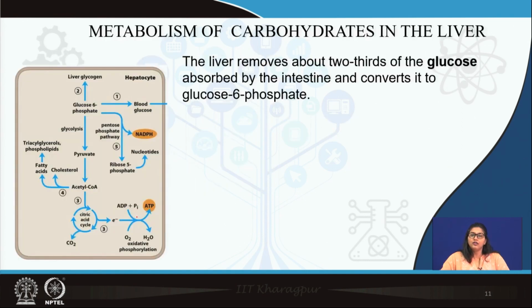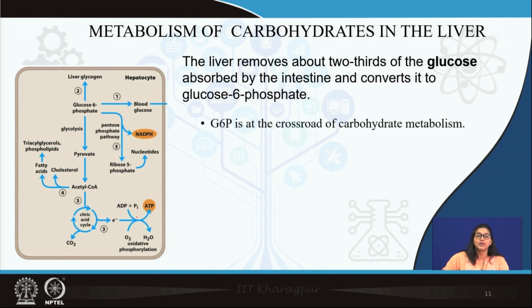Now, how does liver handle carbohydrates? Liver removes around 2/3 of the supplied glucose from intestine, it absorbs it and converts it to glucose 6-phosphate. Now, this is very important. This molecule is present at the crossroad of carbohydrate metabolism. Basically, when glucose is converted to glucose 6-phosphate, it is entrapped within the cell.